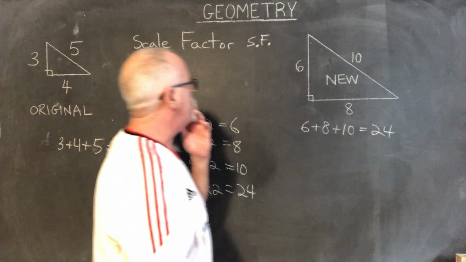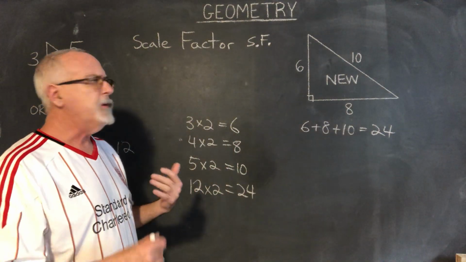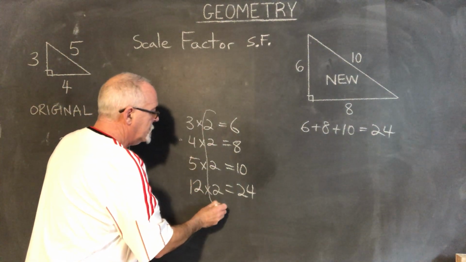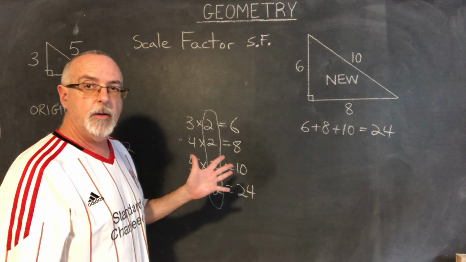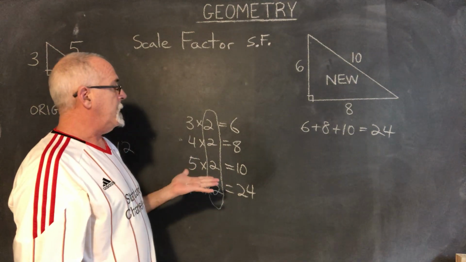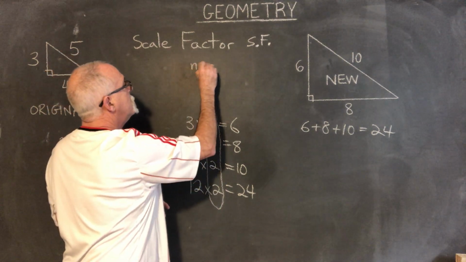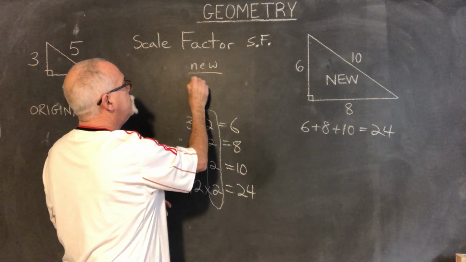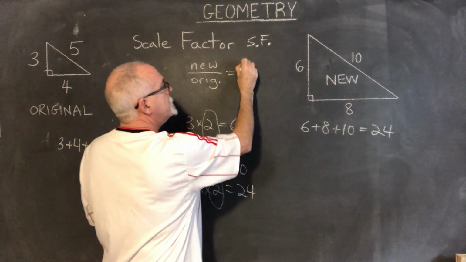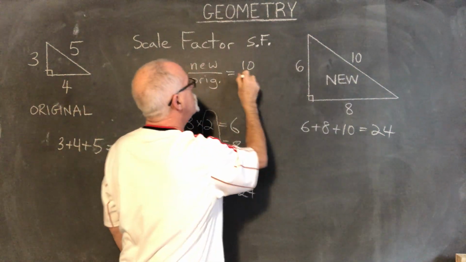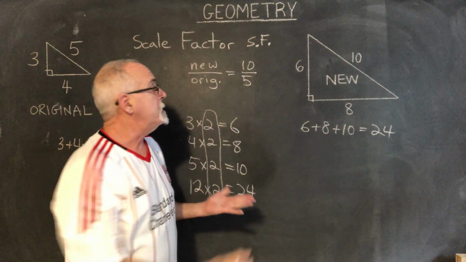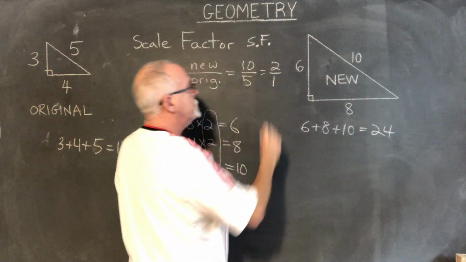Now, how do I apply the scale factor? Well, what's the scale factor here? I think we kind of know what the scale factor is. The scale factor is this 2. We keep on having to multiply the original by 2 to get the new. So we can express that by putting new over original. In this case, for example, 10, that's the hypotenuse of the new, over 5, which is the hypotenuse of the original. And of course, 10 over 5 reduces to 2 over 1, or 2.